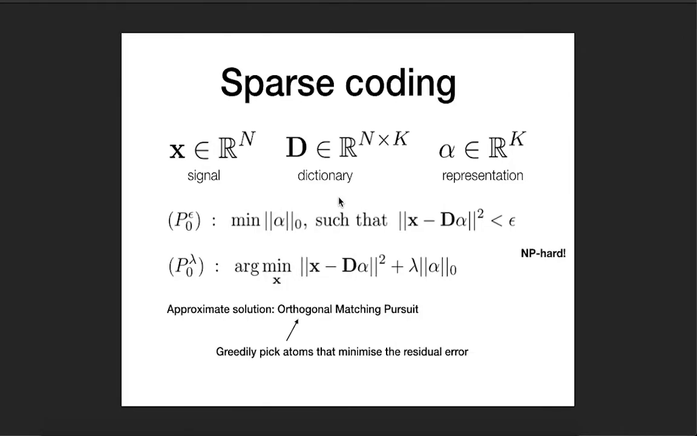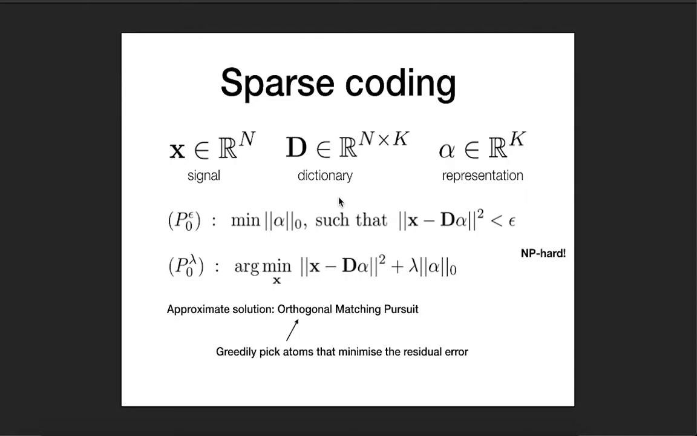So the sparse coding problem is as follows. You want to minimize the number of non-zero elements in alpha, such that you still get a faithful reconstruction, which means that X minus D alpha is close to 0. We discussed a couple of ways to solve this problem in the last class, and I'll recall one of them. It's called orthogonal matching pursuit.